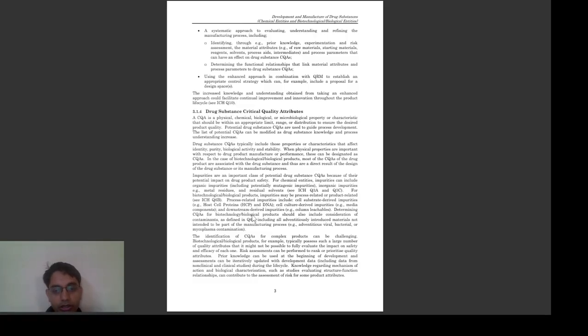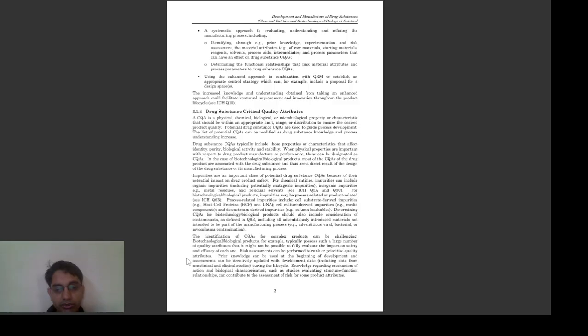Determining the CQAs for biotechnological and biological products should include consideration of contamination, as defined in ICH Q6B, including adventitious viral and bacterial or mycoplasma contamination. The identification of CQAs for complex products can be challenging. For example, biotechnological and biological products typically have a large number of quality attributes, and it might not be possible to fully evaluate the impact on safety and efficacy for each.